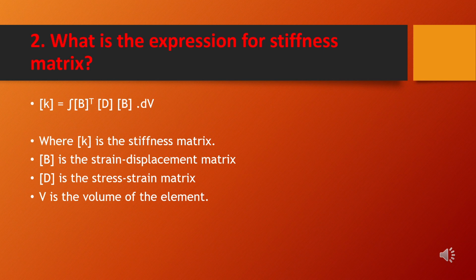Question number 2. What is the expression for stiffness matrix? The expression for stiffness matrix is K matrix equals integral B matrix transpose into D matrix into B matrix dV, where B is the strain displacement matrix, D is the stress strain matrix, V is the volume of the element, and K is the stiffness matrix.